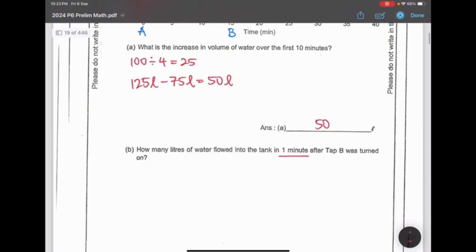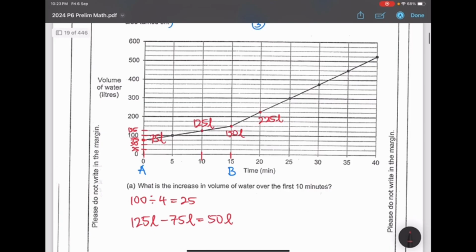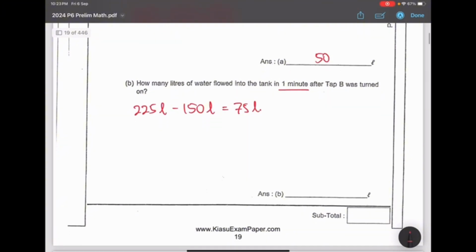Alright, so for the first 5 minutes after tap B was turned on, the increment of the water was 225 liters minus 150 liters, and that is 75 liters. But knowing that this is a straight line, we can just divide 75 liters by 5 to get the increment for the first 1 minute. And that would be 15 liters of water in the first minute after tap B was turned on. And this is your answer for B.